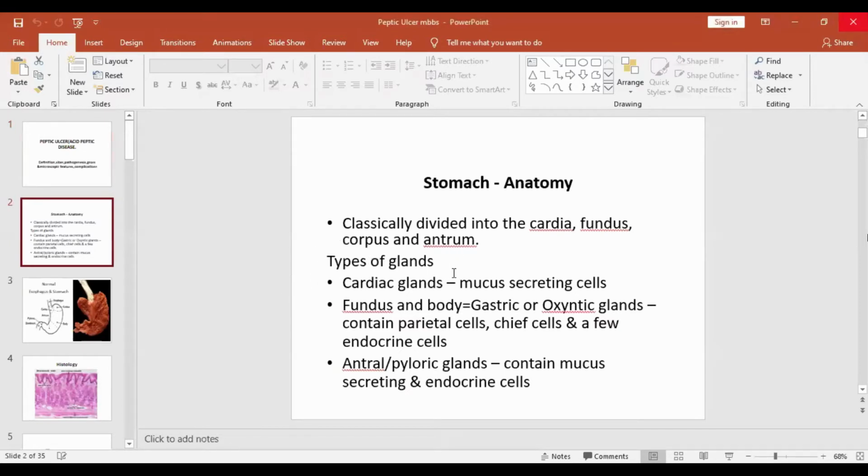The types of glands are cardiac glands, which are mucus secreting. Fundus and body have gastric or oxyntic glands, and they contain parietal cells. Antral or pyloric glands contain mucus secreting and endocrine cells. So you should know these four parts of the anatomy of the stomach, as well as the different types of cells found in different parts of the stomach, like cardiac mucus secreting cells. Fundus and body have oxyntic glands which contain parietal cells, chief cells and a few endocrine cells. Then pyloric or antral glands contain mucus secreting and endocrine cells.